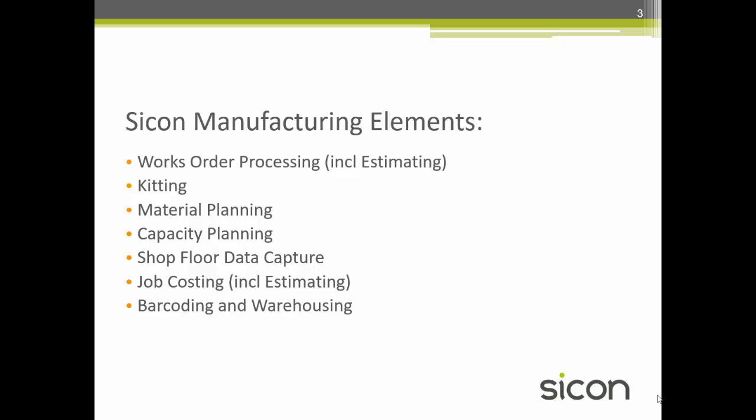We also have kitting in our manufacturing. There's a number of clients who use kitting, sometimes just kitting along with material planning. Their manufacturing is not so complicated. Obviously, capacity planning is very important, with having a scheduler to be able to schedule your works orders or your teams or the individual operations that you have.